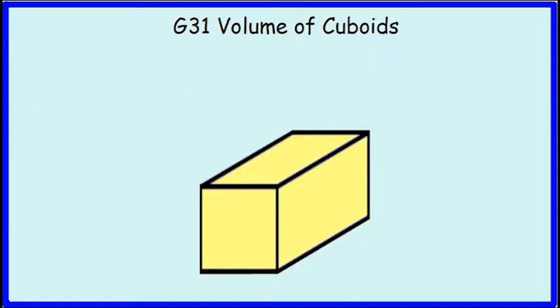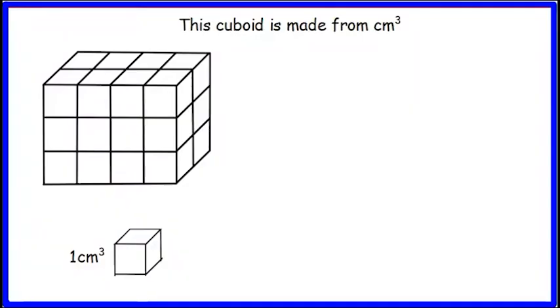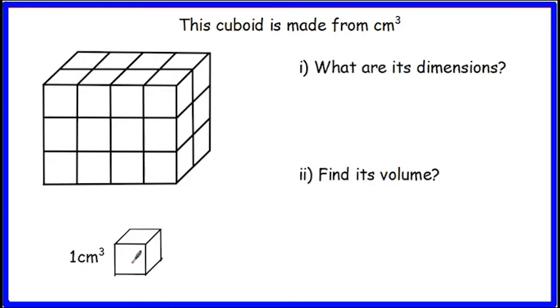In this video, we're going to look at the volume of a cuboid. The volume of a cuboid is the space that is inside that cuboid. This cuboid is made up from centimeter cubes. I've got 1 centimeter cube here. What are its dimensions? Its dimensions are the lengths of its sides.